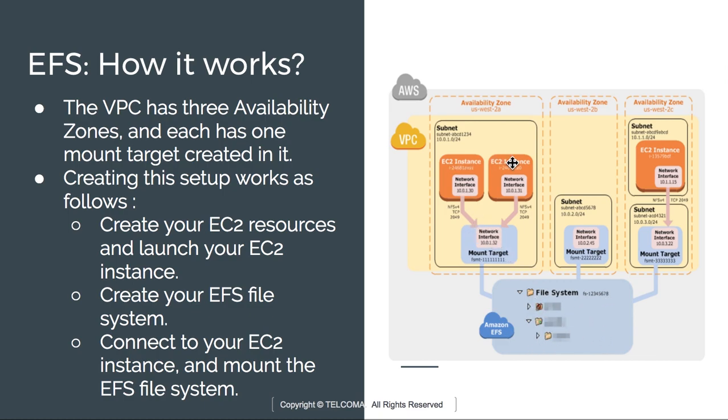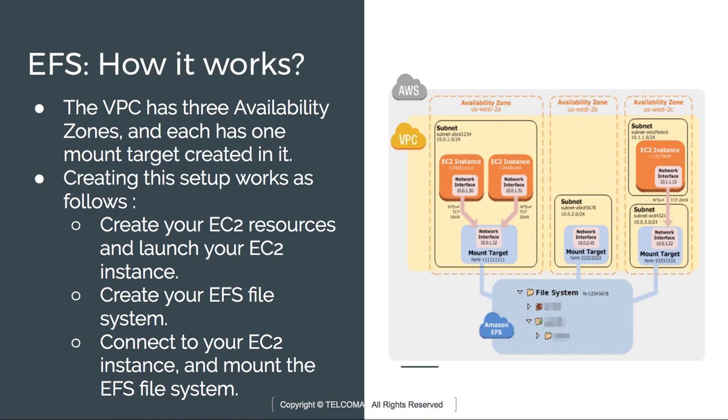Now here, with the help of different EC2 instances which are running in different subnets of the availability zones, we can access this single file system. This is how it works. The virtual private cloud has 3 availability zones and each one has a mount target. So this is a network interface and this is a mount target. We first need to create EC2 resources and launch EC2 instances. After that we can create our own file system, which is the EFS file system, and then we can connect to it and mount the file system over here.